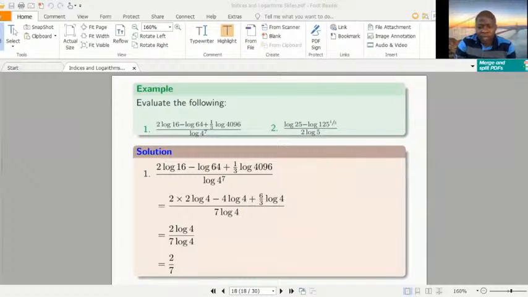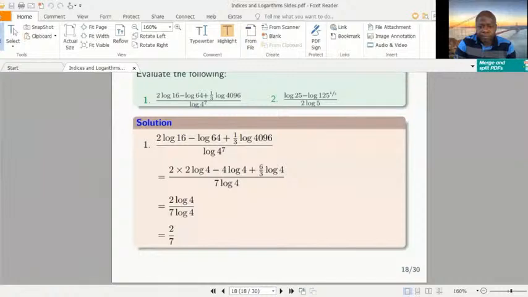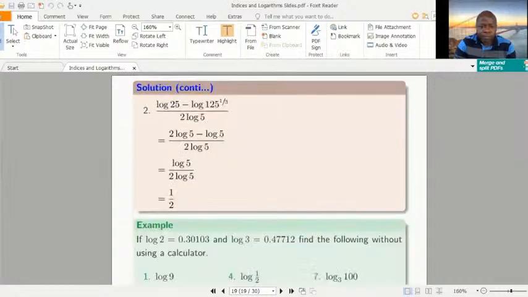Okay, let's see the other one. And the other one, again, you can use the method I've just talked about and see whether you get the same results. But this one looks simpler because this is just log of 5 raised to 2. And this is 5 raised to 3, but then it's raised to a third. Then over 2 log of 5.